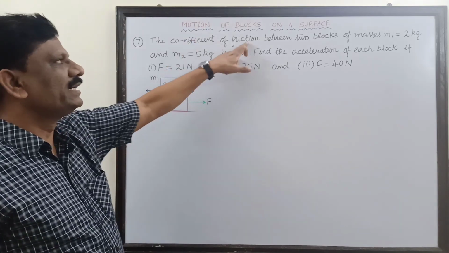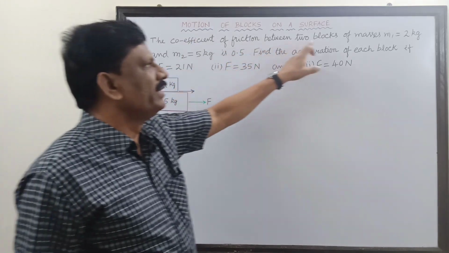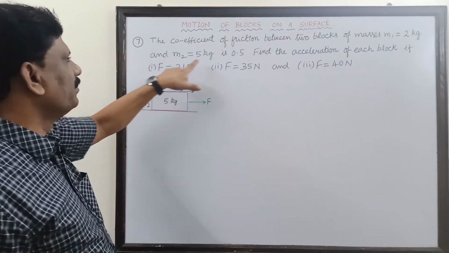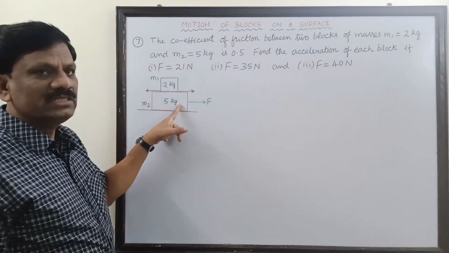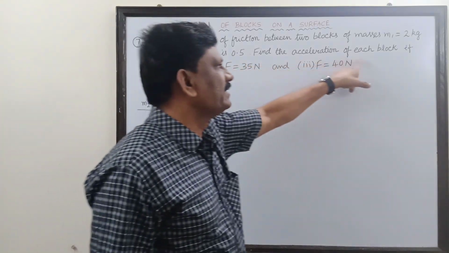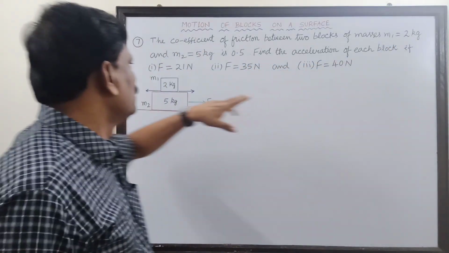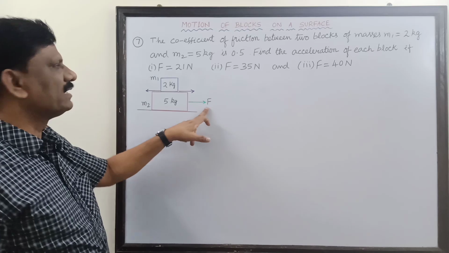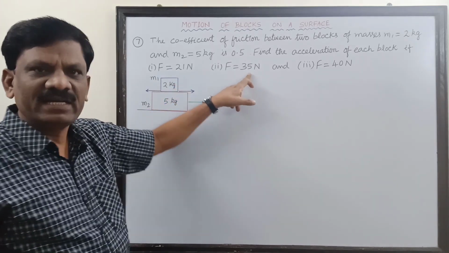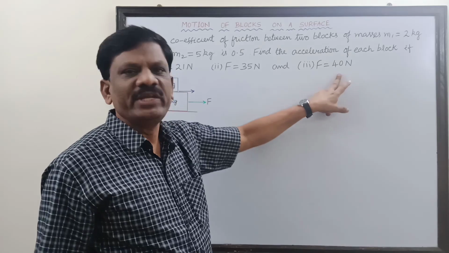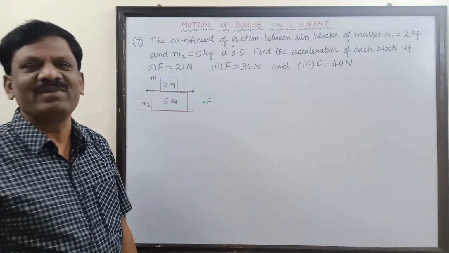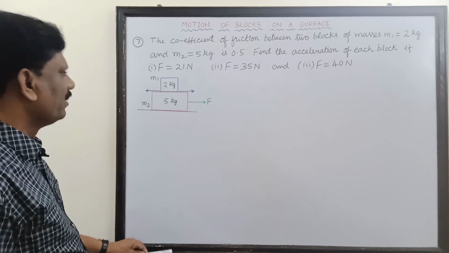Problem number 7. The coefficient of friction between two blocks of masses m1 equal to 2 kg and m2 equal to 5 kg is 0.5. Find the acceleration of each block if the applied force is 21 Newton in the first case, 35 Newton in the second case and 40 Newton in the third case. It's a very interesting numerical problem. Let us solve it now.